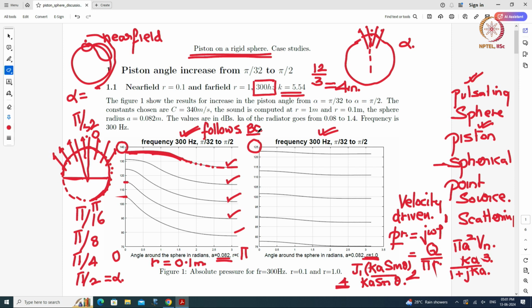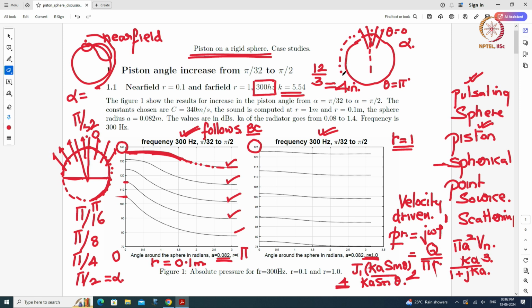Now, we go to the right side where we are measuring at r equal to 1, a little distance away from the surface, and again we are going all around. We are going from theta equal to 0 on top to theta equal to pi at the bottom, and this is spherically symmetric. So, the same thing will happen on the other side also. That is why we just have to plot one.